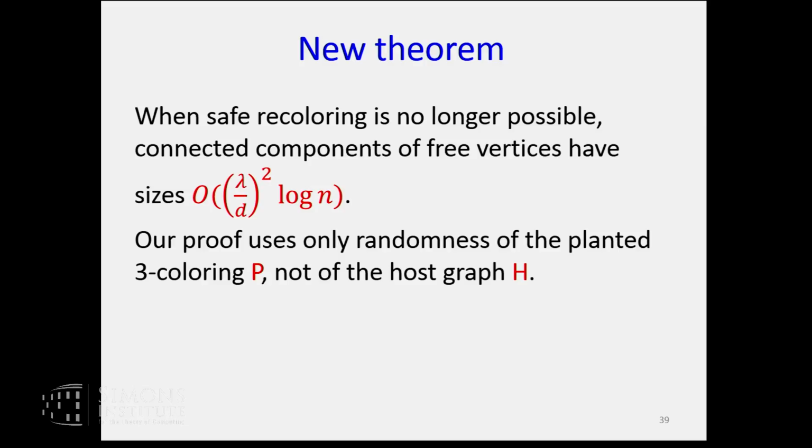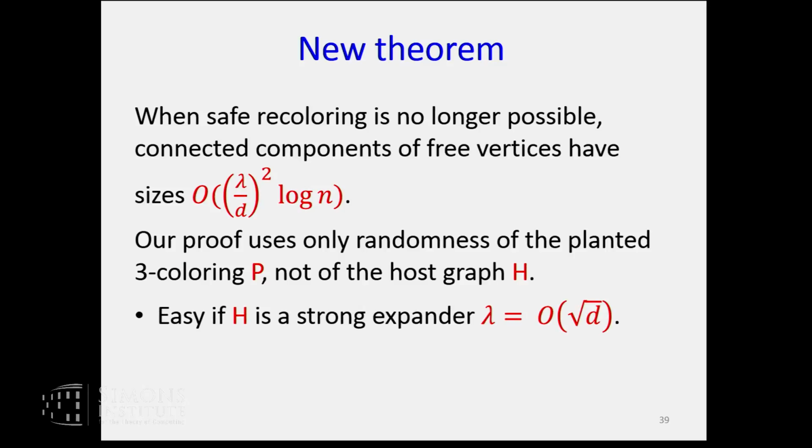And then you can finish using dynamic programming. Our proof here uses only randomness of the planted recoloring, and the host graph does not need to be random. It's enough that it's an expander. So the proof, in fact, if the expansion is as good as that of random graphs, in the sense that the second eigenvalue is of order square root of d, is relatively easy, a counting argument. But if the expansion is not so good, then the proof becomes, let's say, more interesting.